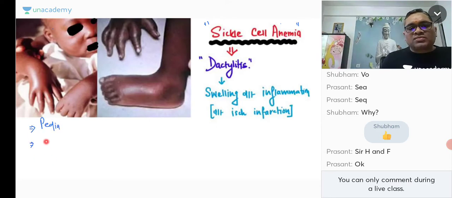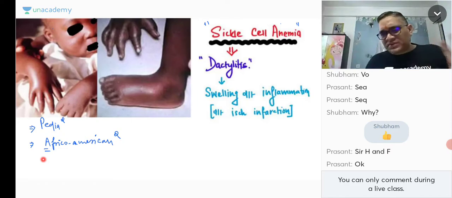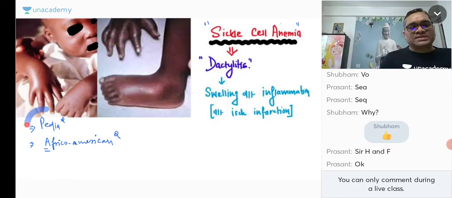Who is commonly affected? Can you see this baby? The baby looks like Afro-American origin. Right, so that is another important thing which the examiner uses in the exam. Pediatric age group, Afro-American origin, abnormal peripheral smear, most likely diagnosis sickle cell anemia. That was the AIIMS question in 2017. So that is why I wanted to emphasize this point. See, African baby, Afro-American baby, pediatrics, right? So sickle cell anemia.